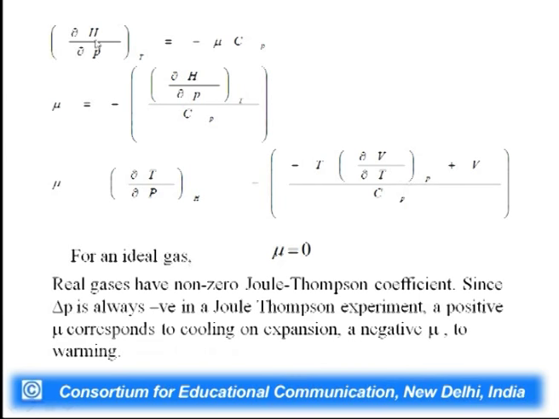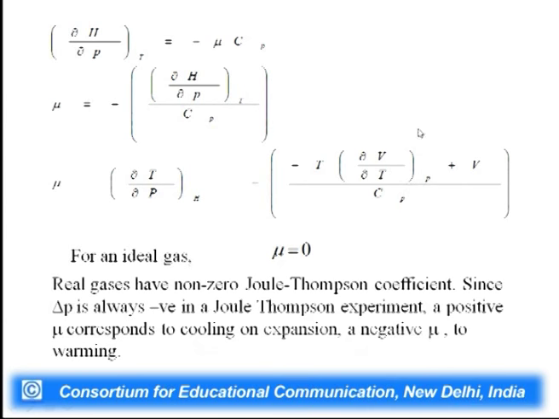We already proved that ∂H/∂P at constant T is equal to minus mu Cp. This is the isothermal Joule-Thomson coefficient, where mu is your Joule-Thomson coefficient. So, mu is equal to simply minus (∂H/∂P) at constant T divided by Cp. So, mu is equal to (∂T/∂P) at constant H, which is equal to minus (∂H/∂P) at constant T, divided by Cp.